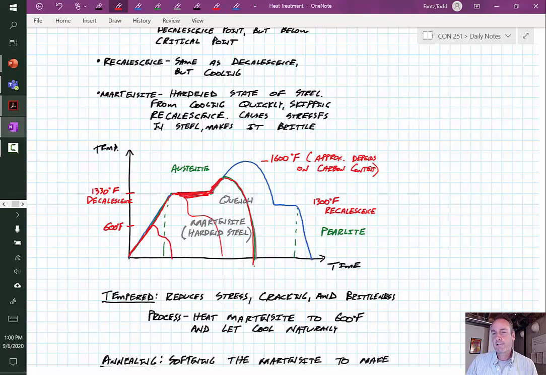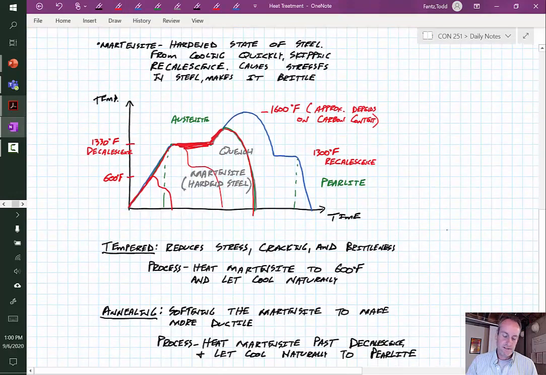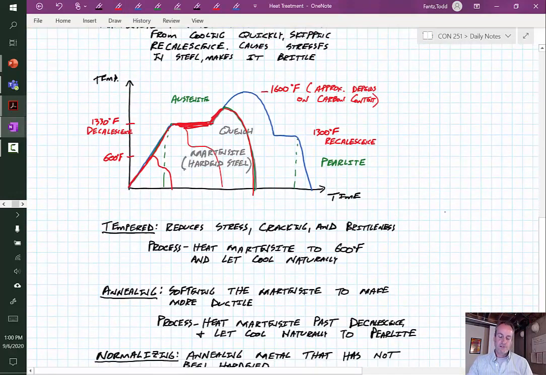And then there's some other processes we can do, such as annealing, which is bringing it all the way up to the decalescence point and then letting it come back to its natural state. Or we can normalize, which is the annealing process with our unhardened material. So hopefully that was somewhat informative on the topic of heat treatment.